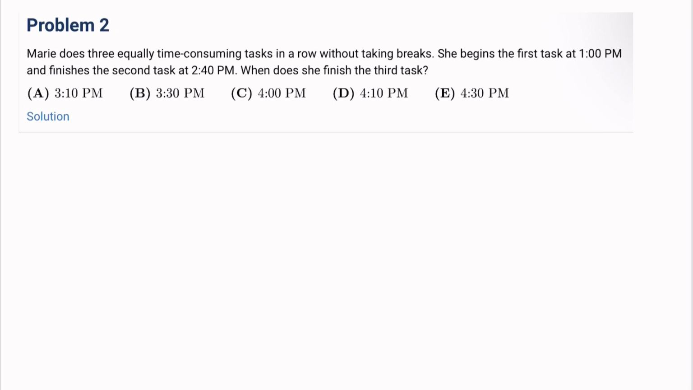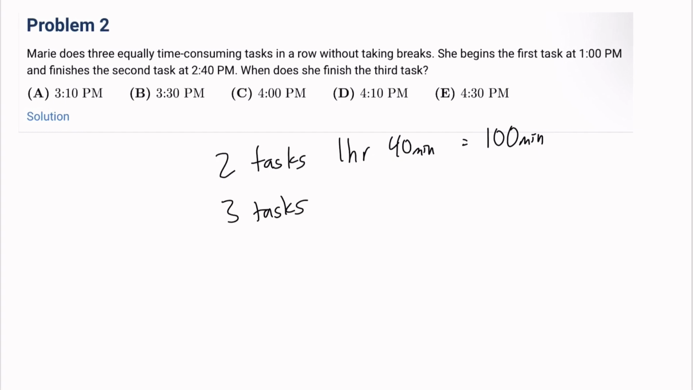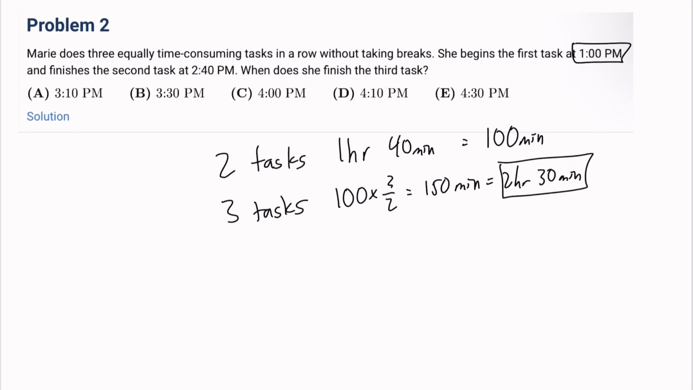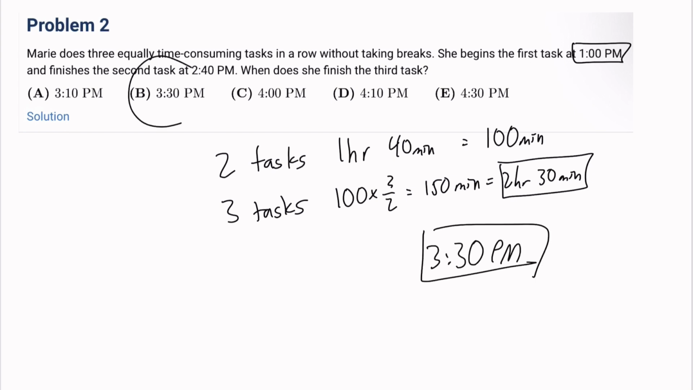Number 2. Marie does 3 equally time-consuming tasks in a row without taking breaks. She begins the first task at 1 p.m. and finishes the second task at 2:40 p.m. When does she finish the third task? Okay, so for her to do 2 tasks, it takes 1 hour 40 minutes, equaling 100 minutes, right? So for 3 tasks, she will take 100 times 3 over 2, which is 150 minutes, which is 2 hours 30 minutes, right? And so she began at 1 p.m. and it took 2 hours and 30 minutes to finish all 3, so it means that she would finish at 3:30 p.m. The answer is B.